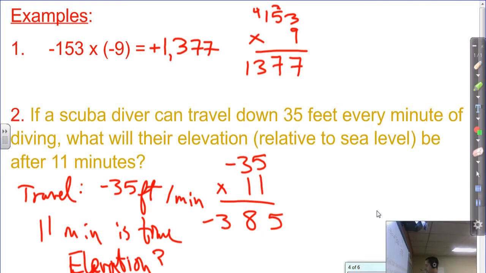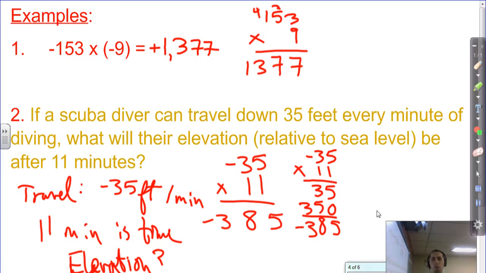If you want to make sure that I'm not lying to you, then it's negative 35 times 11. You can multiply by 1, and you would get 35. Placeholder 0, multiply by 1, you would get 35, and then you'd add it, and you would find out, oh my gosh, he's right.